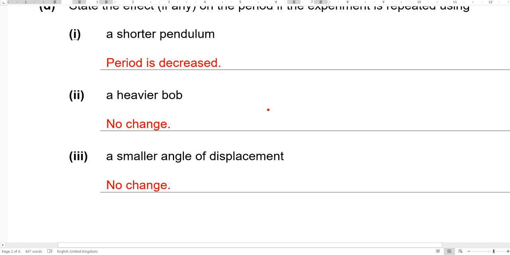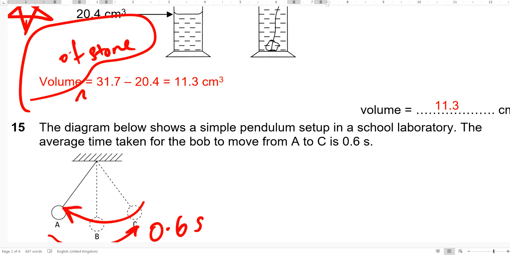Notice that when we talk about the pendulum experiment, we always say use a small angle of displacement. We always pull it to the side by a little bit only, because it is not going to change the period in this case. We take it that there is no change when you use a smaller angle of displacement. The period will still be the same. So these are the things that you need to know and memorize. Okay, I will stop the recording.